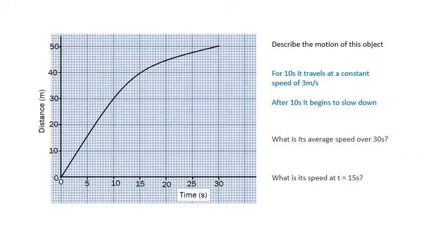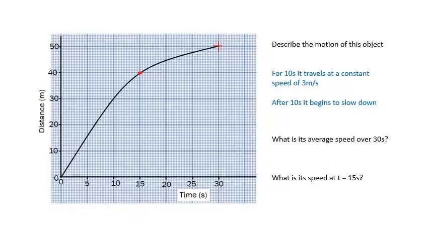Now, its average speed over 30 seconds. In another video, we said average speed is just the distance traveled divided by time. So looking there, 50 divided by 30 is 1.7 meters per second. Now, what is its speed at t equals 15 seconds? So at that point in time, how fast is it traveling?